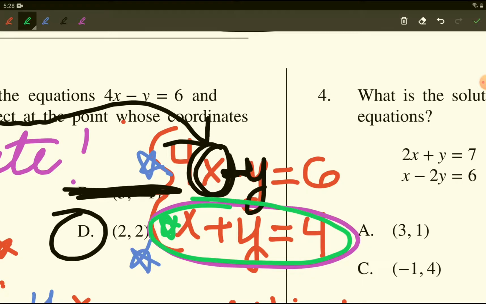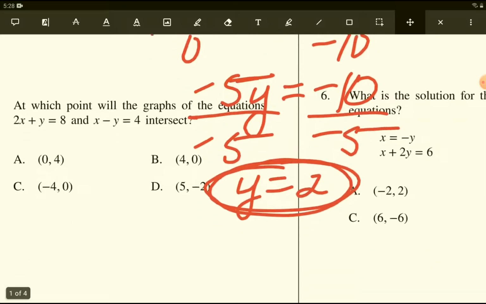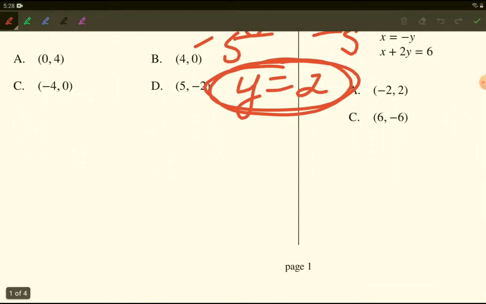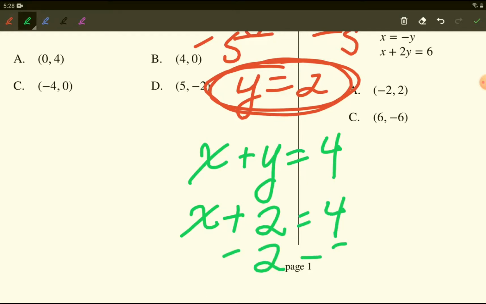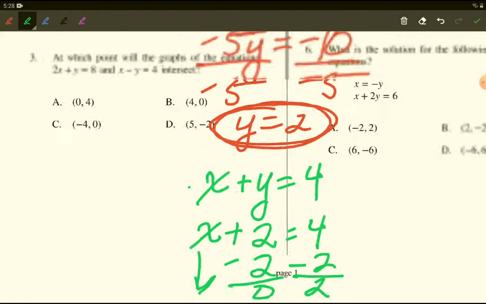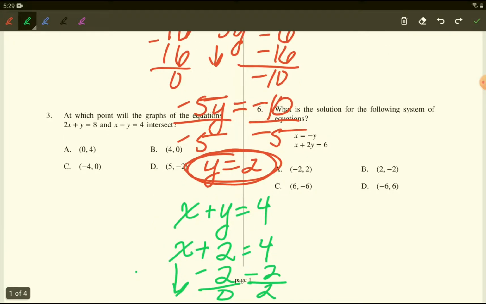That's still my favorite one. X plus y equals 4. But we just figured out what y was. Okay, so I'm going to rewrite it. So the original problem they gave us said x plus y equals 4, except we just figured out what y was, which was 2. Subtract 2 from both sides. Oh, don't have any room. So obviously x equals 2.